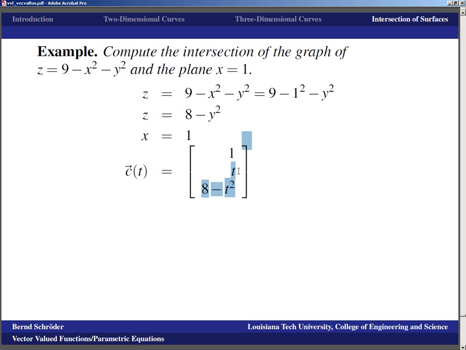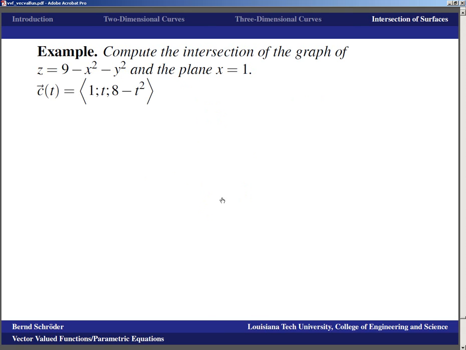We set y equal to our parameter t for our vector-valued function. We know that x is equal to 1, and we know z of t will be 8 minus y squared, which is 8 minus t squared. And what does that look like? That is the function c of t being (1, t, 8 minus t squared).